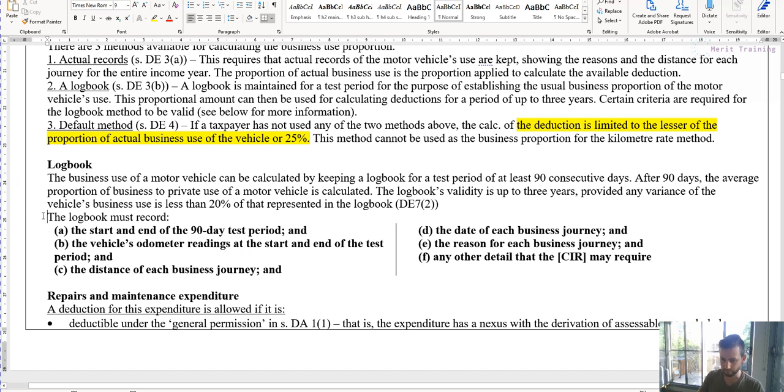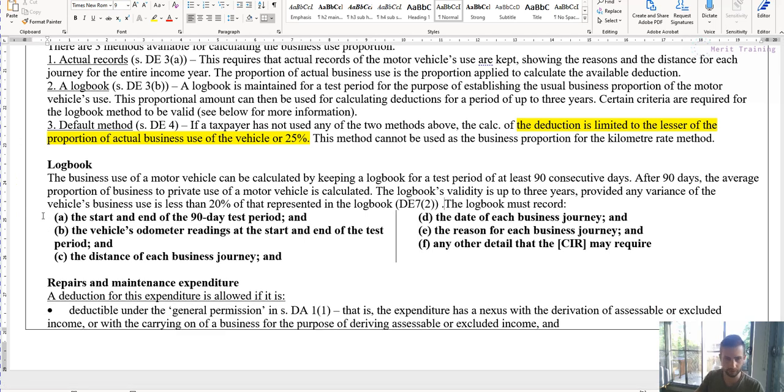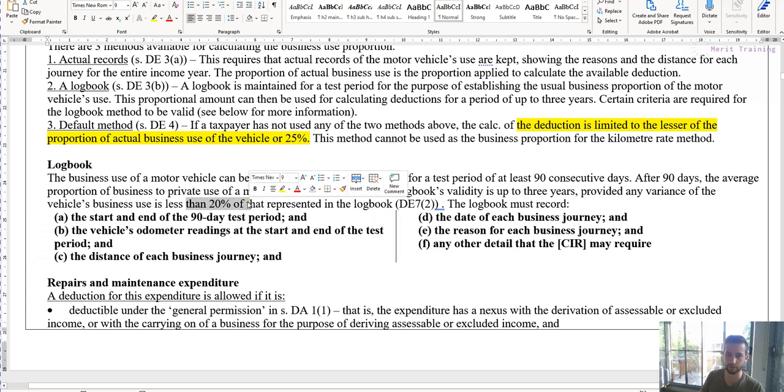So we mentioned before, keep the logbook for 90 days. After that, you average it out to figure out what's your private versus your business proportion. And then for 3 years, you get to use the ratios that you calculated in that logbook, provided any variance of the business use is less than 20% from what is represented in the logbook. So if the logbook says you used the vehicle 50% and then all of a sudden you start using it 100%, you'd have to do a new logbook. You can't just rely on that again because it's greater than the 20% acceptable variance.